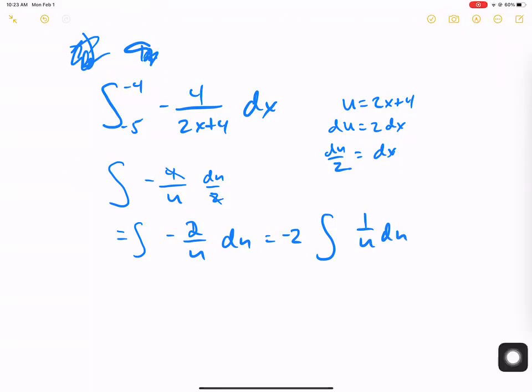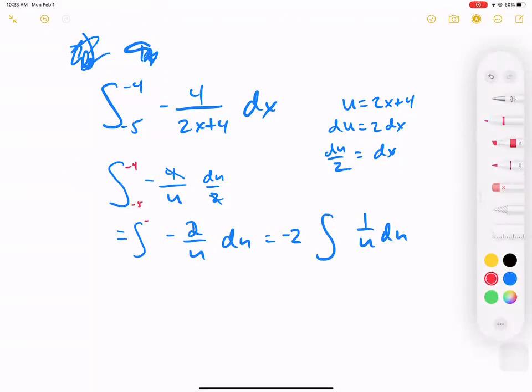Now here is the fishy part. The fishy part is, do I keep it as -4, -5, the original boundaries? Do I keep it that way? And sure, you can. But the idea is that once we switch over, let's go right at the integral, -2 natural log of u, and we're going to plug in -4, -5.